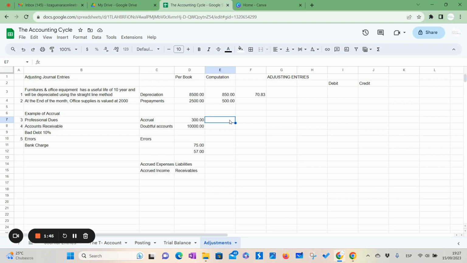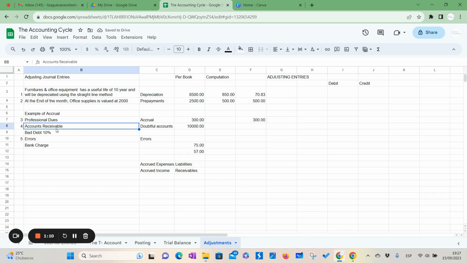Let's say that the local law professional body that Luna is part of is billing her 300 for the professional dues. We will adjust this and record this as accrued expense.